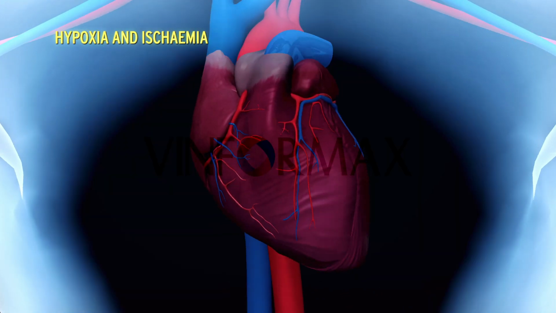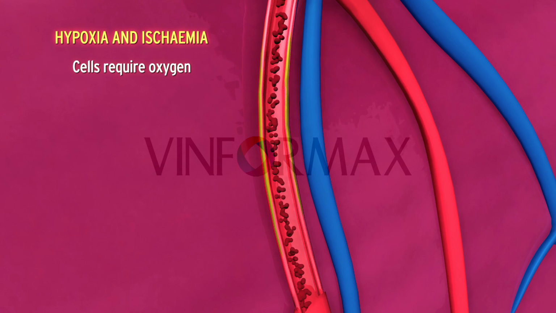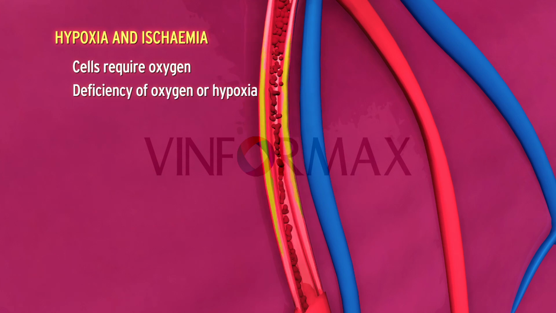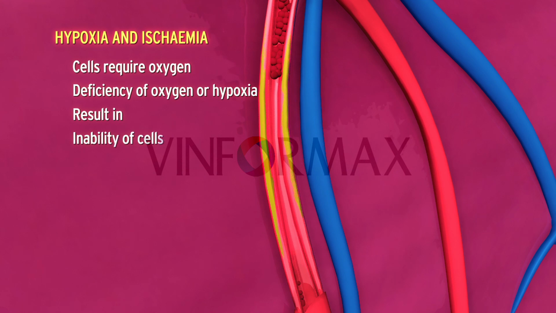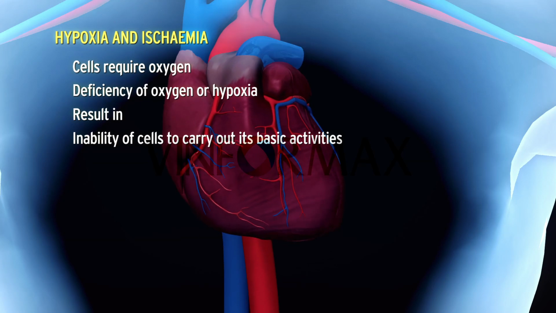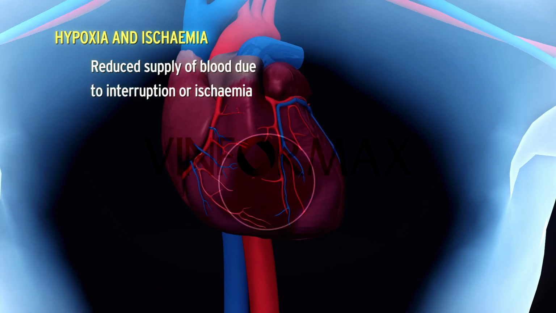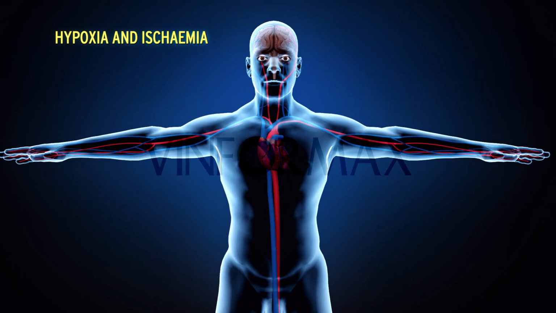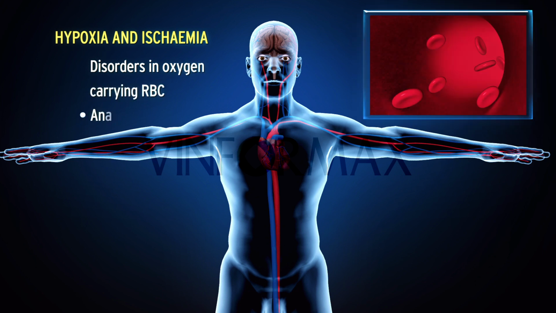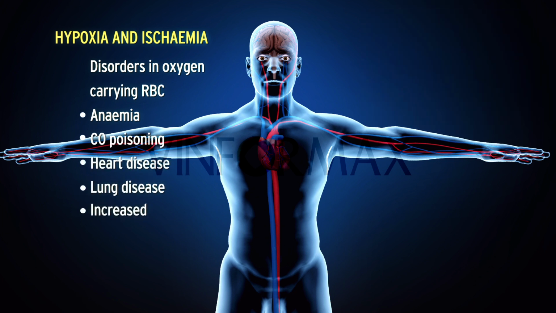Hypoxia and ischemia. Cells require oxygen to carry out various biochemical reactions that generate energy and perform various metabolic functions. Deficiency of oxygen or hypoxia will result in the inability of cells to carry out its basic activities. Hypoxia is the most common cause of cell injury. It may result from reduced supply of blood due to interruption or ischemia. It may also result due to disorders in oxygen-carrying RBC. Example: anemia, carbon monoxide poisoning, heart disease, lung disease, and increased tissue demand.